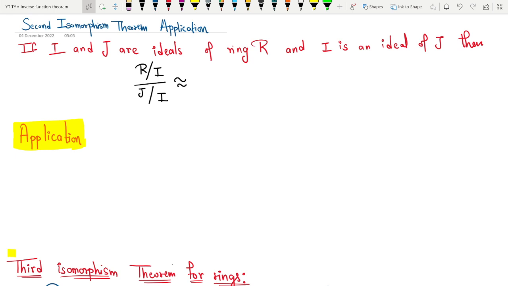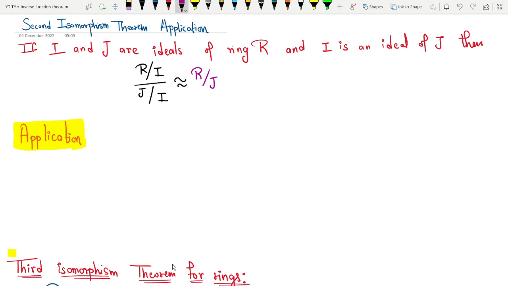I and J are ideals of the ring R. I is again an ideal of J. Then by the theorem, R/J, the whole quotient with J/I, would be isomorphic to R/J, right? So that is something that the theorem tells us. Let us just have an application of this.